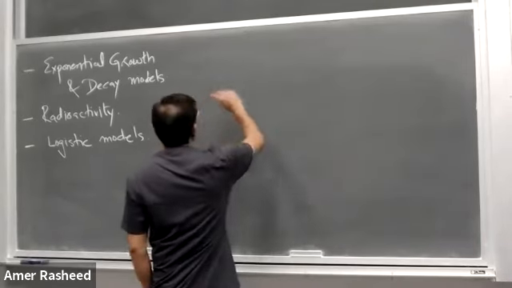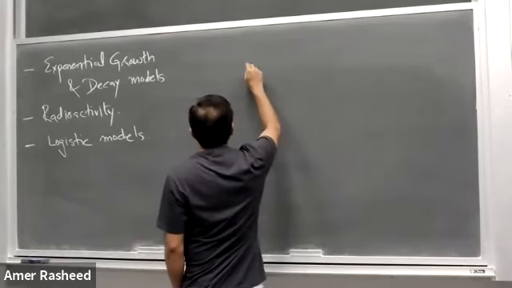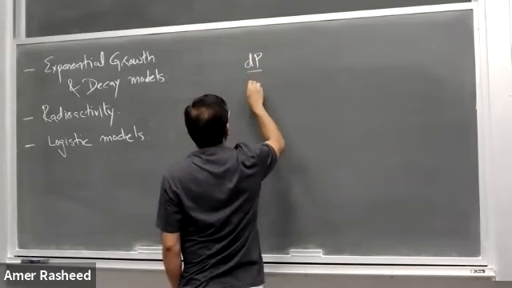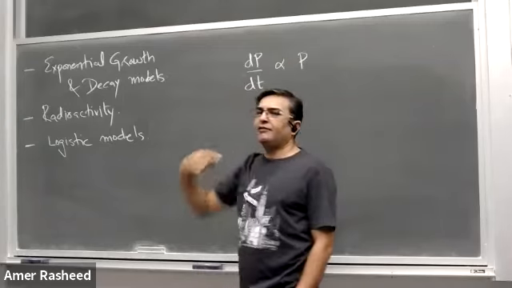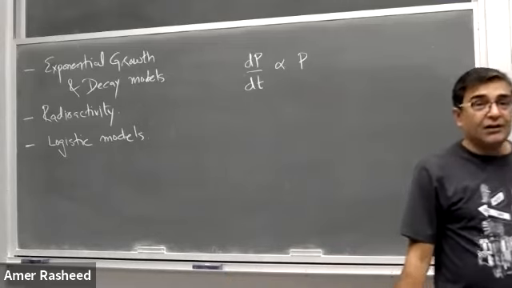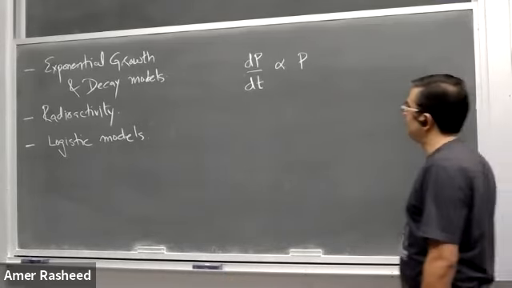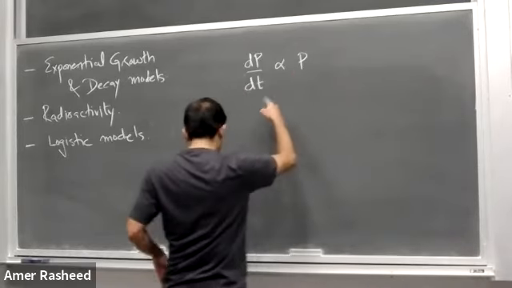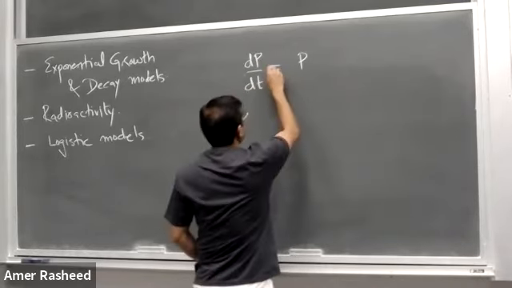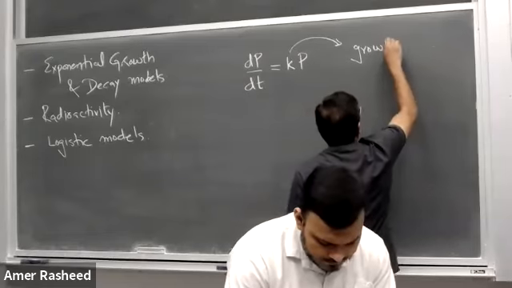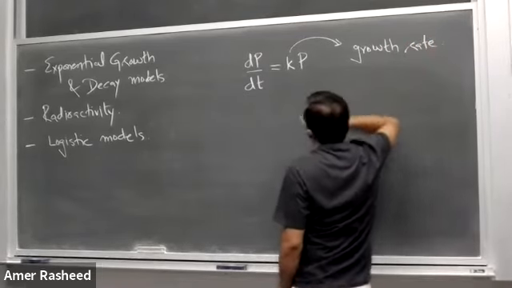For example, in exponential growth models, the equation is dP/dt is proportional to P. It means the change in population of certain biological organisms or any other thing is proportional to P. Whenever we remove this sign of proportionality, we put a constant here, k, which is the constant of proportionality, and it is the growth rate of the population.